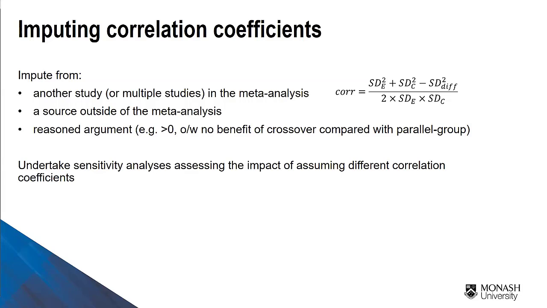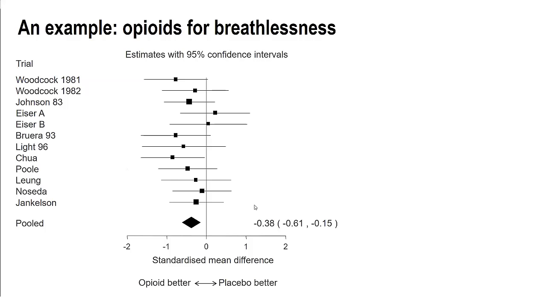In fact, any time we are imputing these parameters, it's really important that we undertake sensitivity analyses to see whether our meta-analysis results are robust to those underlying assumptions that we make regarding our imputations. So just having a quick look at an example, here we've got opioids for breathlessness, and we're using a standardized mean difference. This meta-analysis has a number of crossover trials, and in those crossover trials, there's no adjustment for correlation.